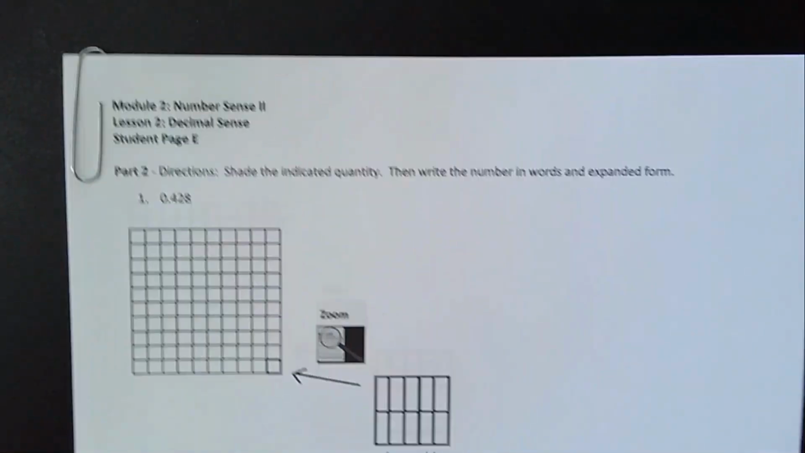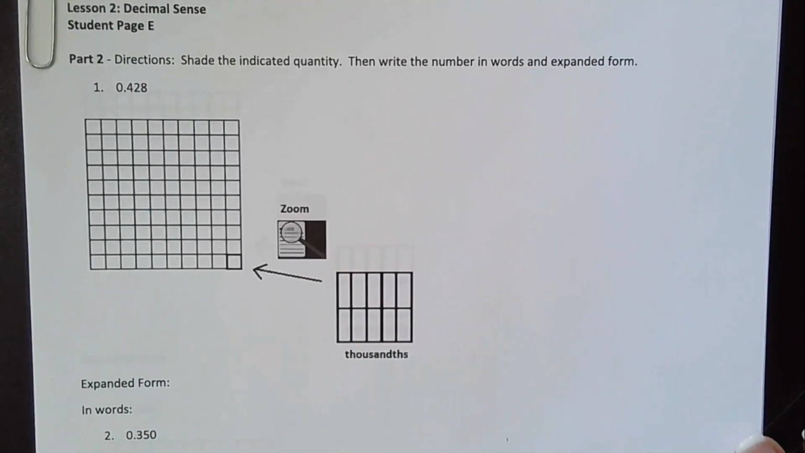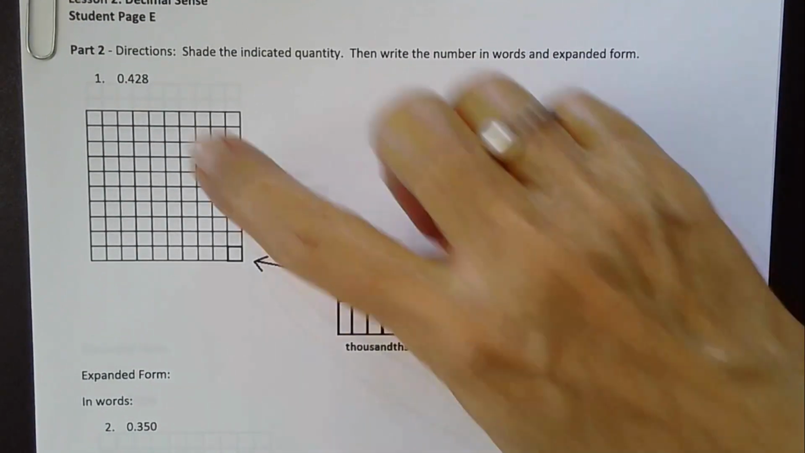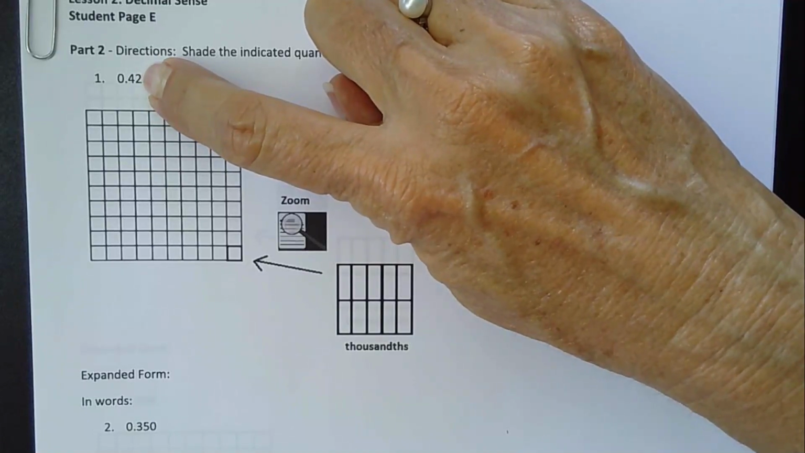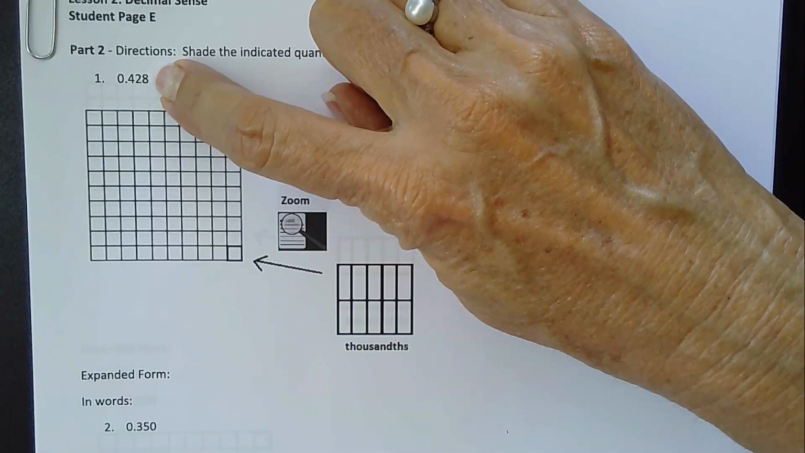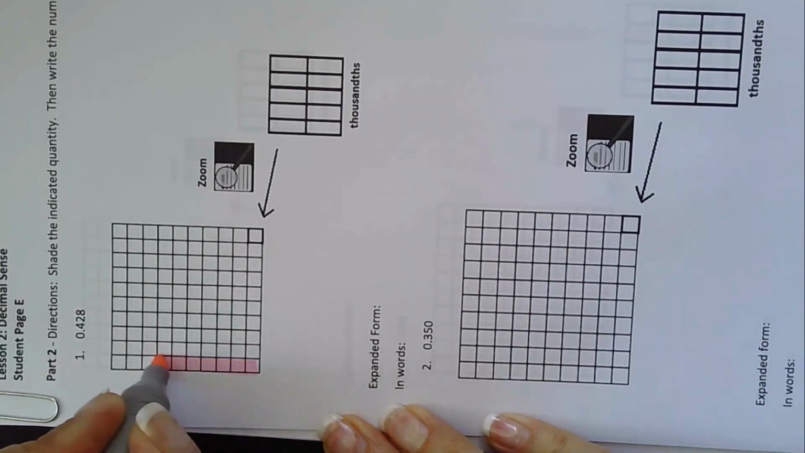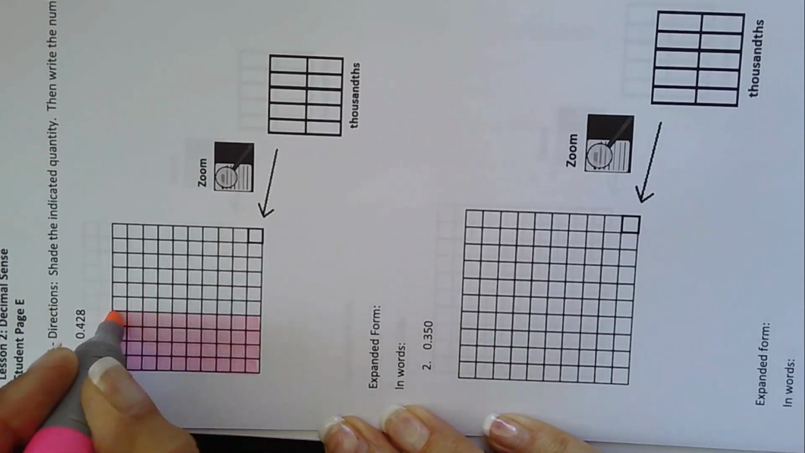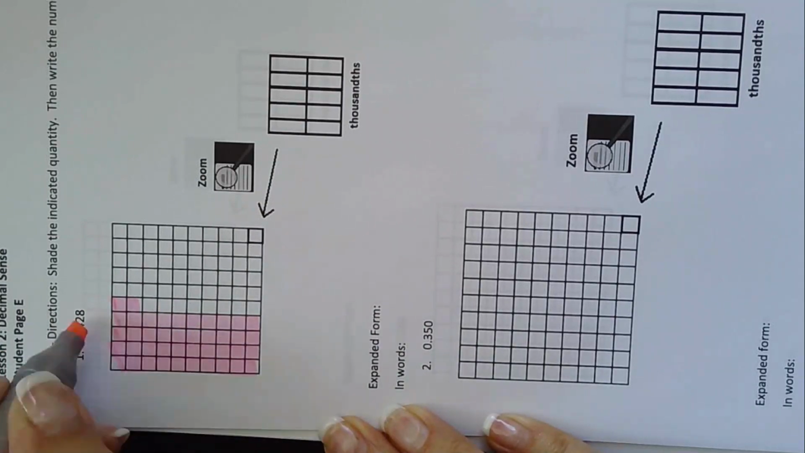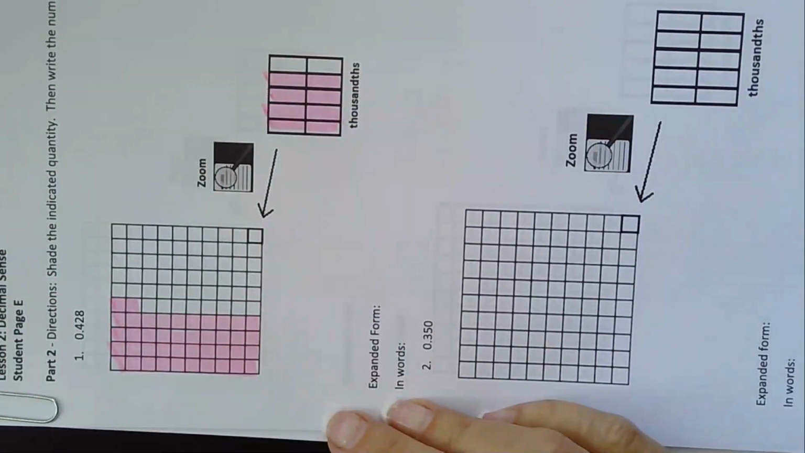Directions: shade the indicated quantity, then write the number in words and in expanded form. So 4 is in the tens place, so 4 strips. 2 is in the hundreds place, so 2 boxes. 8 is in the thousands place, so 8 rectangles. So turning this over, we have 4 is in the tens place, so that means 4 strips. 2 is in the hundreds place, so that means 2 boxes. 8 is in the thousands place, so 2, 4, 6, 8. And there we have it.